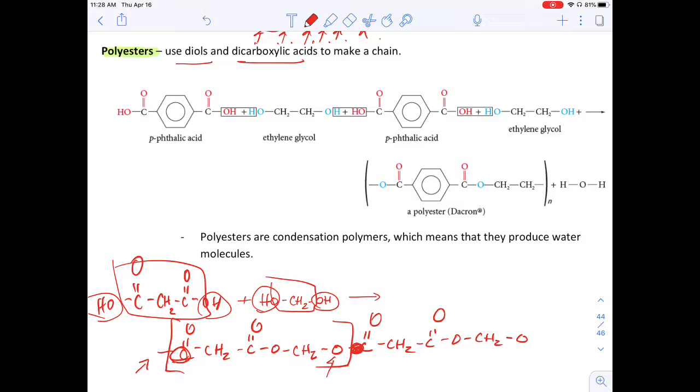So when we are looking at this, it's not uncommon to see something like this, where they've got square brackets showing where the repetition occurs. And this could go on sort of indefinitely. And that's if I had a diol and a dicarboxylic acid.